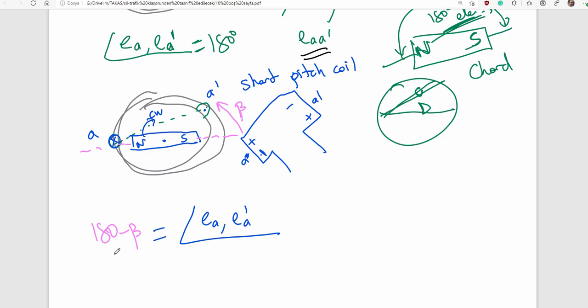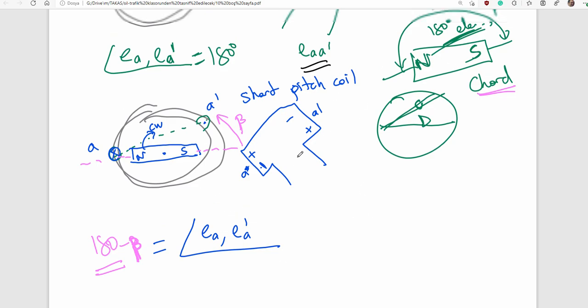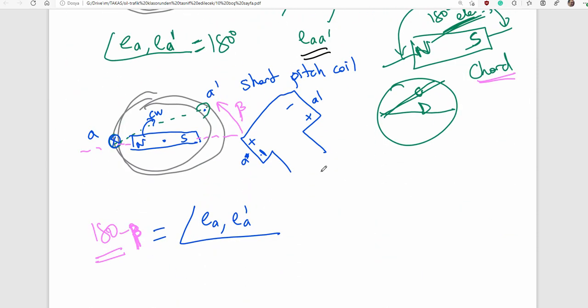180 minus beta. That is a bit short pitch. Instead of 180, there is a shortness angle, the chording angle. The EMF between the return path and the entering path is here. So how can we make a summation?